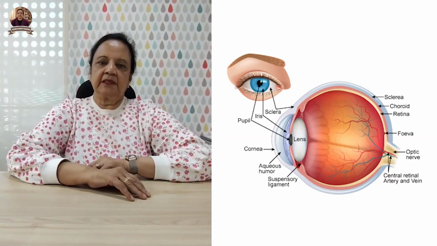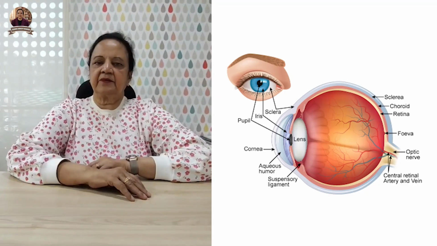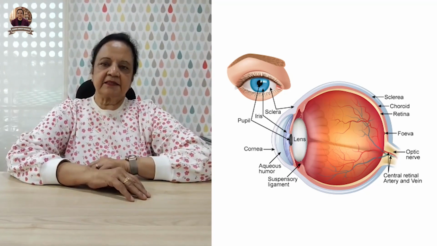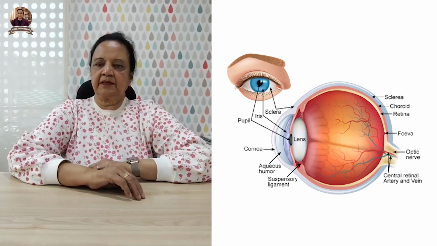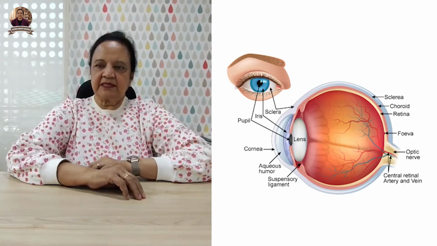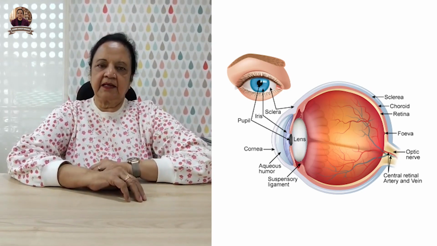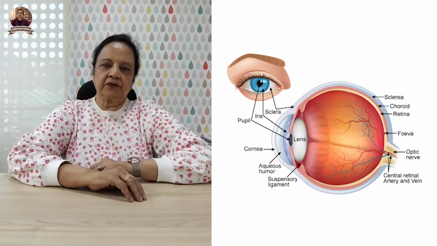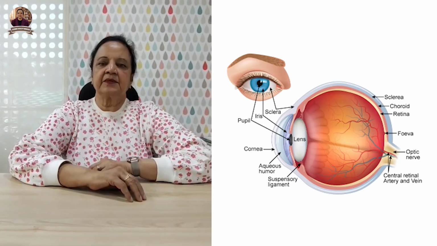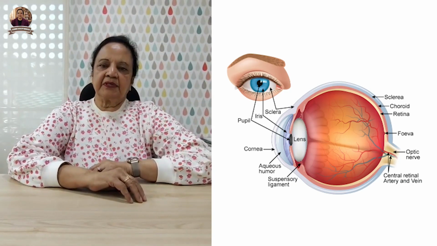We have to label cornea, the transparent front, iris, it controls the pupil, lens, it focuses the light rays, retina, it has rods and cones, and optic nerves which carries the impulse to the brain.